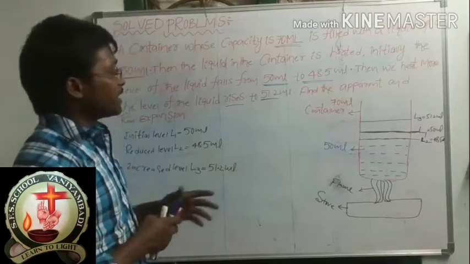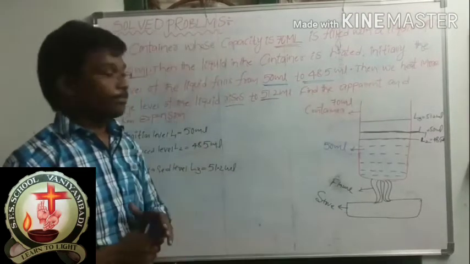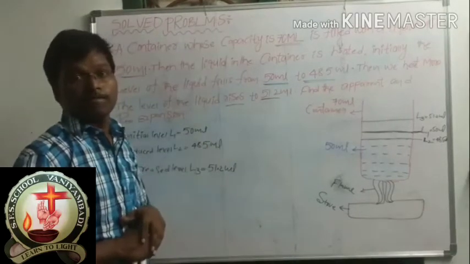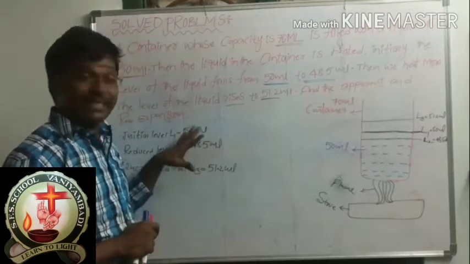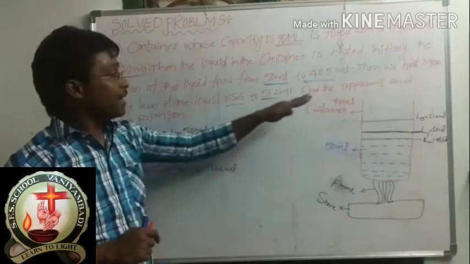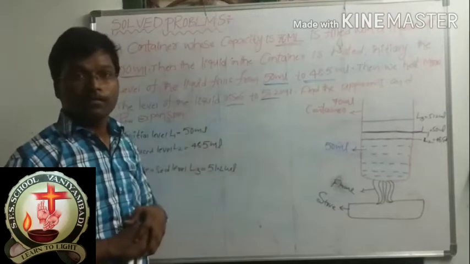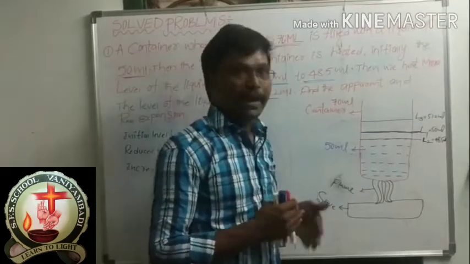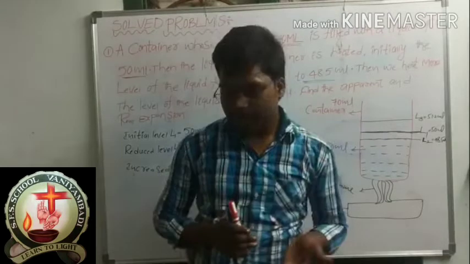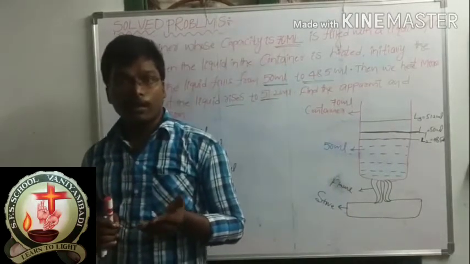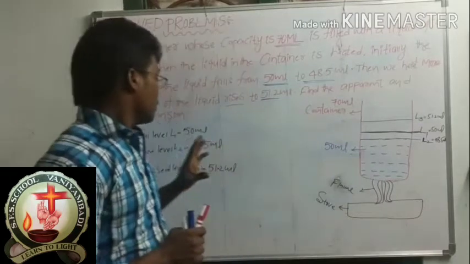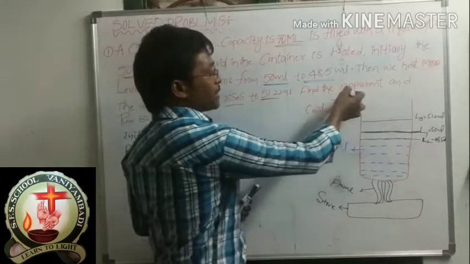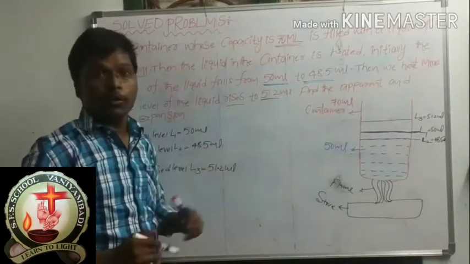Now in the question, what he is asking is: find the apparent and the real expansion. So by the use of this data, we have to find the real and apparent expansion. I hope you already know the formula for apparent expansion and the formula for real expansion. We finished it before already. So based on the given data, I will take the formula directly and we should do this problem.